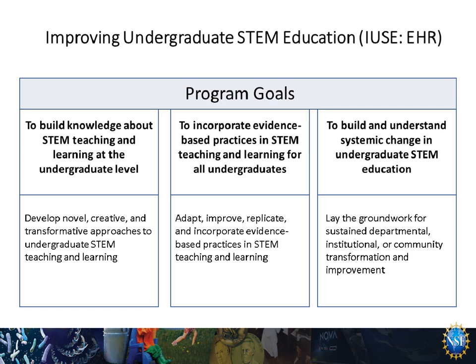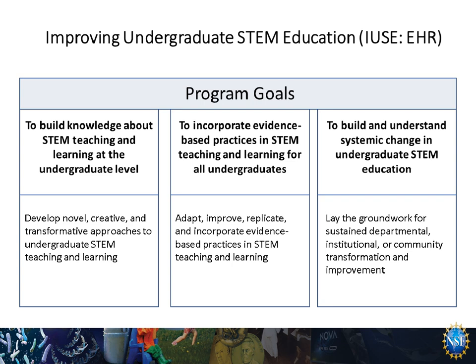So there are 3 overarching goals. One is to build knowledge about STEM teaching and learning at the undergraduate level. So we want your work to build knowledge. So you can develop novel, creative, and transformative approaches to undergraduate STEM teaching and learning.